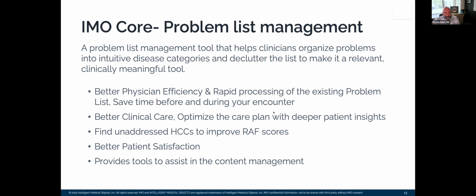You need to be able to rapidly process a list, rapidly and accurately. And as I said, this provides better clinical care, optimizes your time, and helps find unaddressed HCCs to improve RAF scores. We don't like to talk about it. It's the dirty little secret, but hospitals run on financial metrics, and this is one of those that's very, very important. Large sums of money can be left on the table when hierarchical condition categories are not addressed properly.